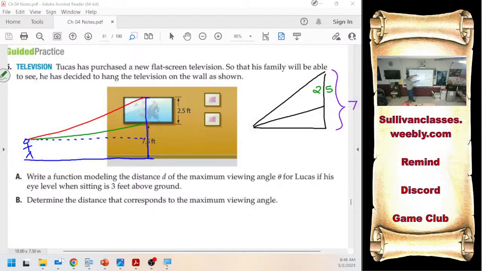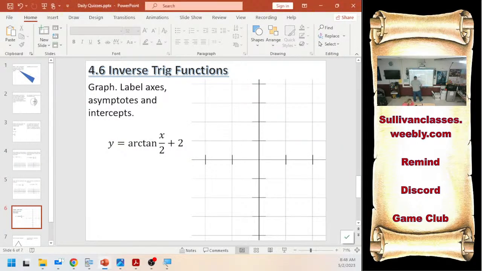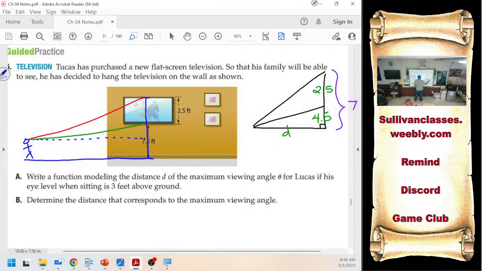Whole thing's 10. We don't care about the bottom 3, so the part he doesn't care about is 4.5. And then we've got our distance again. We've got our 2 angles. There we go, we've got theta 2, and we'll subtract theta 1 that we don't care about. It's going to be arctangents again.